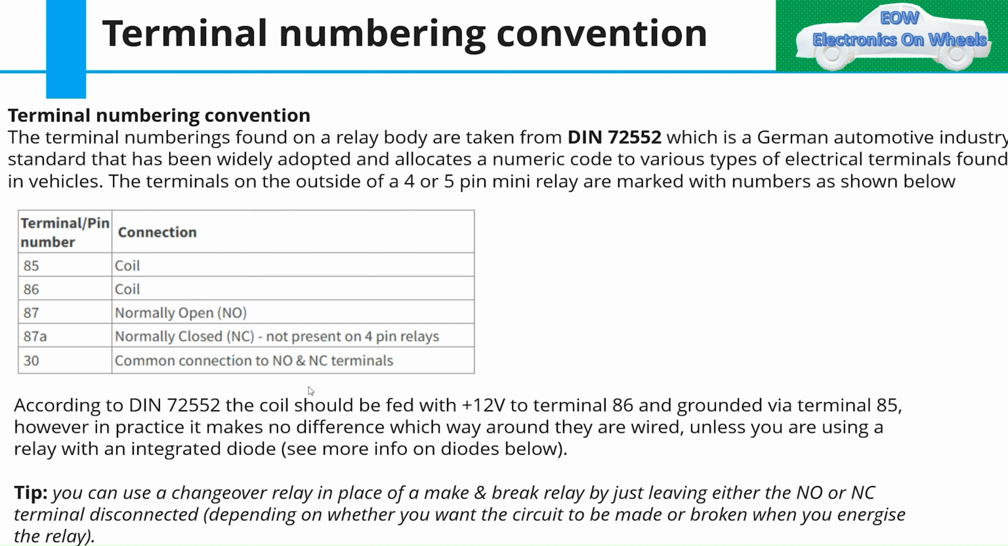Let's move to the terminal numbering. I told you earlier why we give 85, 86, 87, 87A, 30, and why we cannot give 23, 20. There is already a standard which we follow for terminal numbering on a relay body, called DIN 72552. Please remember this when you are going for an interview, because it will become handy. Sometimes the interviewer asks if you are working on relays.